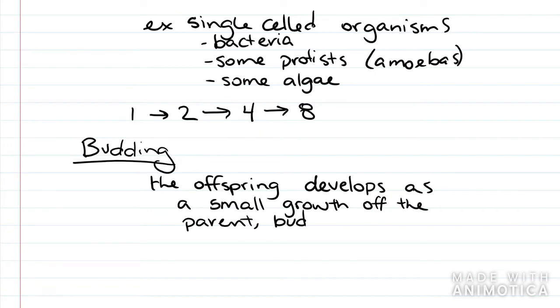So it's like they're growing a little friend. They're growing a little offspring off the side of it, which will then detach, land somewhere, and grow on its own. So it will grow in size before it detaches, but this bud will be genetically identical to its parents. So again, this usually happens sometimes in single-celled organisms like yeast.